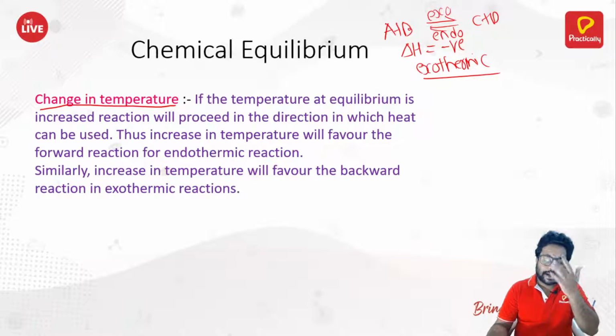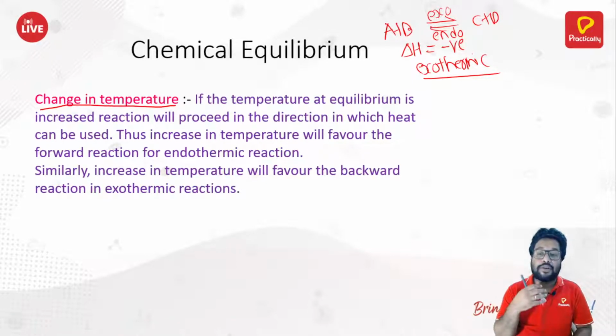And we know that an exothermic reaction releases heat or energy, whereas an endothermic reaction absorbs energy. That is why, if the forward reaction is exothermic and you try to increase the temperature of the system, then the reaction will go in the reverse direction. Why?